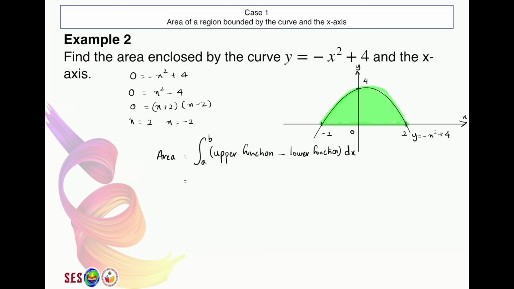So what is your upper function? So your upper function is the curve function right here. So what is the curve function right here? So it is negative x squared plus 4. So negative x squared plus 4. Okay, and then you would need to minus the lower function. So what is your lower function? Your lower function is this. So this is y is equals to 0. And you are going to integrate it in the interval negative 2 and also 2. So you're going to integrate it with respect to x.